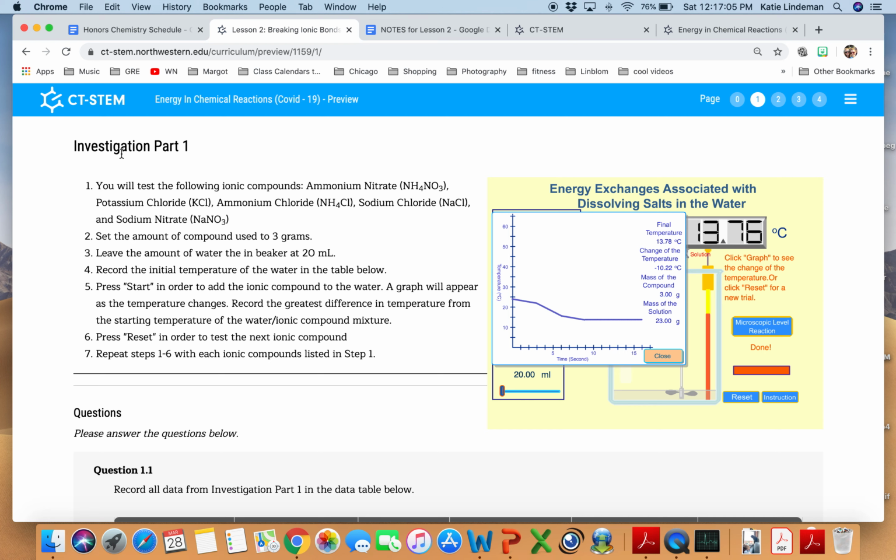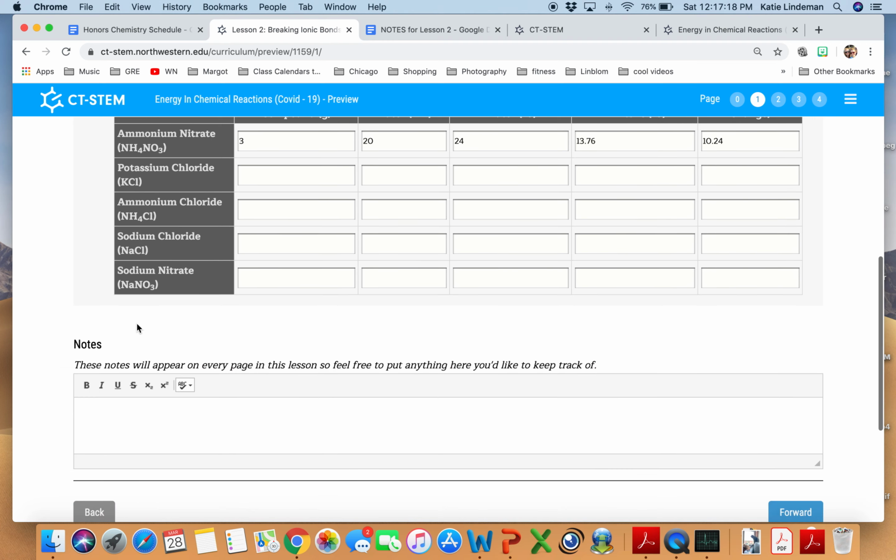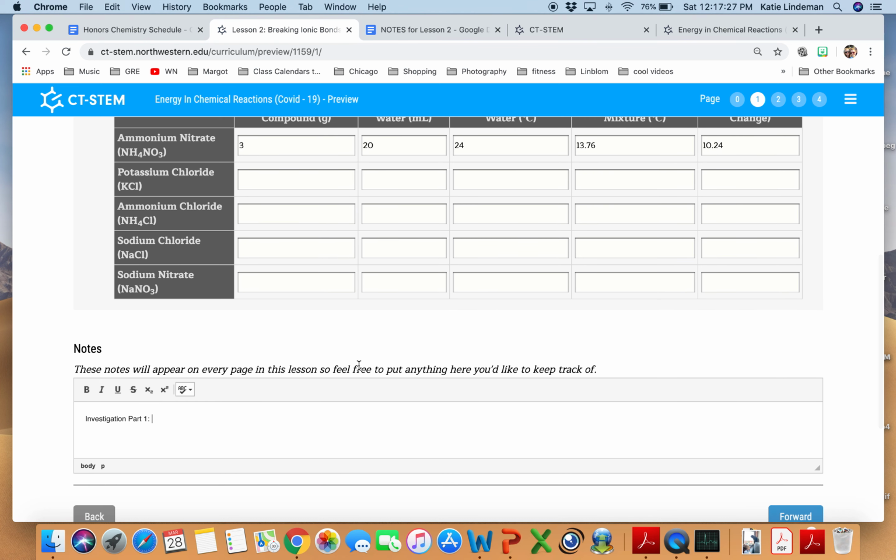This is just investigation part 1. In investigation part 1, we have 3 grams of one substance and 20 milliliters of water. That's really important, and you want to make a note of it down here in your notes. So, investigation part 1: we have 3 grams of compound plus 20 milliliters of water.